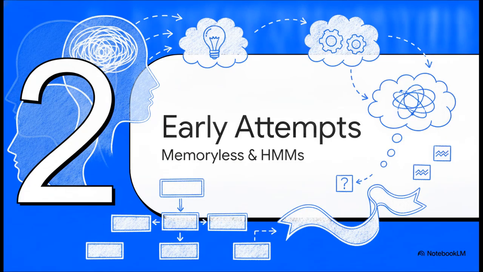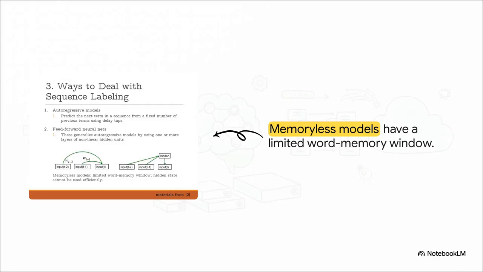Section 2. Early attempts. Memoryless models and HMMs. Now, before modern sequence models came along, engineers tried to basically hack existing architectures. Early feed-forward neural nets attempted to fake this memory using delay taps to simply look back at previous terms. But they had a strictly limited window. They were essentially memoryless. They could really only look back a couple of steps, which made it highly inefficient to grasp the deeper context of, say, a really long paragraph.